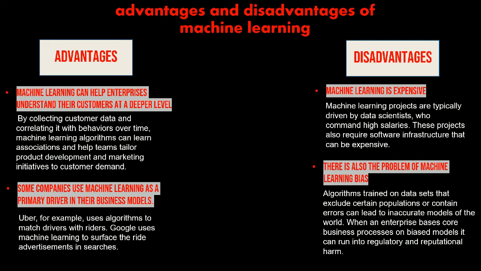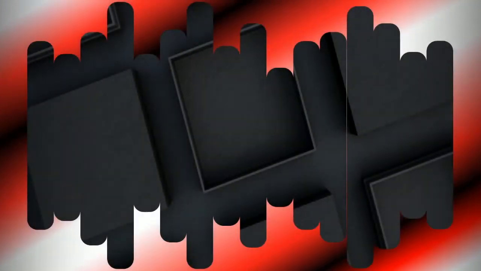Disadvantages. First, machine learning is expensive. Machine learning projects are typically driven by data scientists who command high salaries. These projects also require software infrastructure that can be expensive. There is also the problem of machine learning bias. Algorithms trained on data sets that exclude certain populations or contain errors can lead to inaccurate models of the world. When an enterprise bases core business processes on biased models, it can run into regulatory and reputational harm.